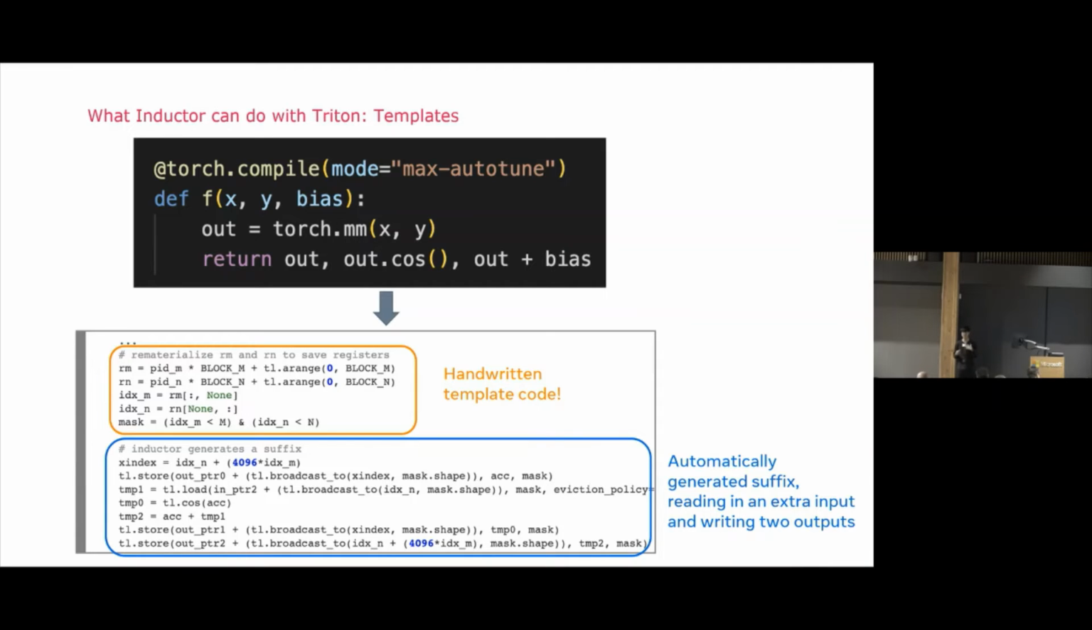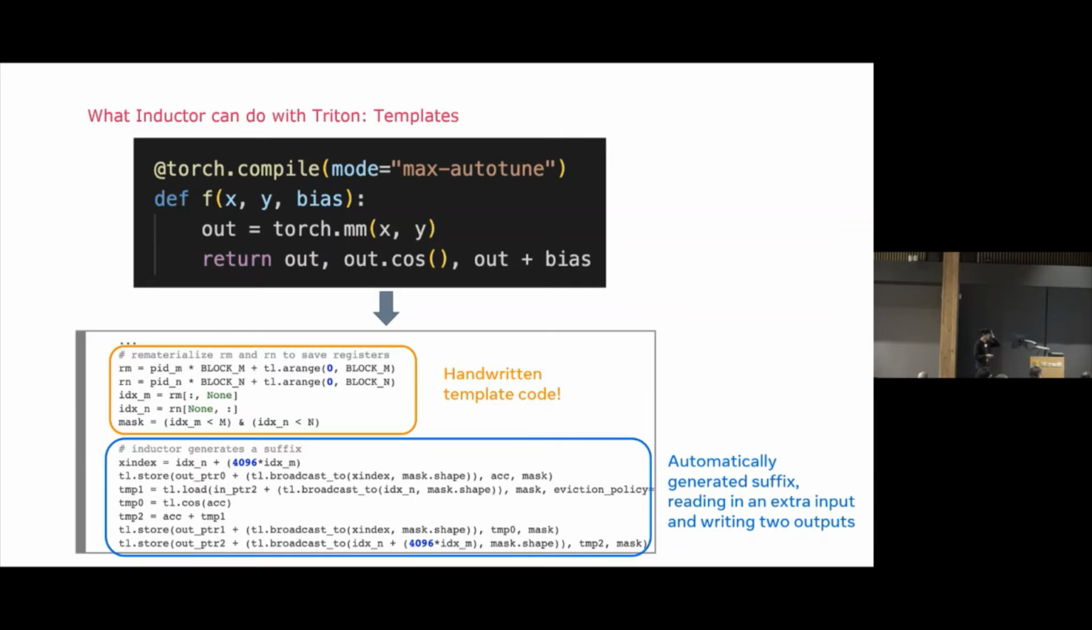So instead of attempting to codegen these from scratch, we use templates and fuse additional things onto the end. In this case, we take the output of the matmul and we fuse both a broadcasted add in terms of the bias, as well as a cosine operation, and then we return all three of these values together. And this is a flexible codegen system. It allows us to do arbitrary amounts of stores and things like that.